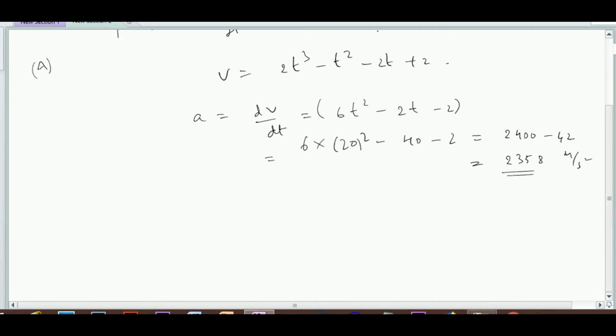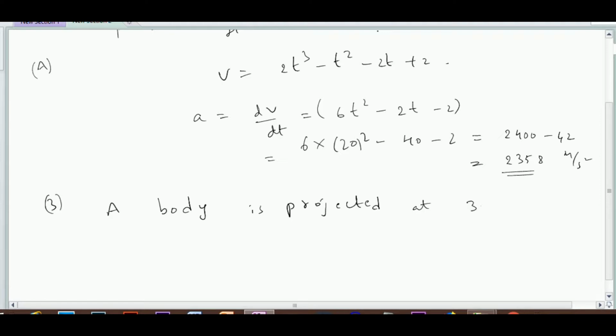Okay, I hope you understood. In this problem, they also can ask to find the displacement after some time. So what we'll do there? Velocity is the rate of the displacement. So we'll put ds by dt is equal to 2t cube minus t square minus 2t plus 2 and we'll integrate. Okay. Now let us see the next problem.